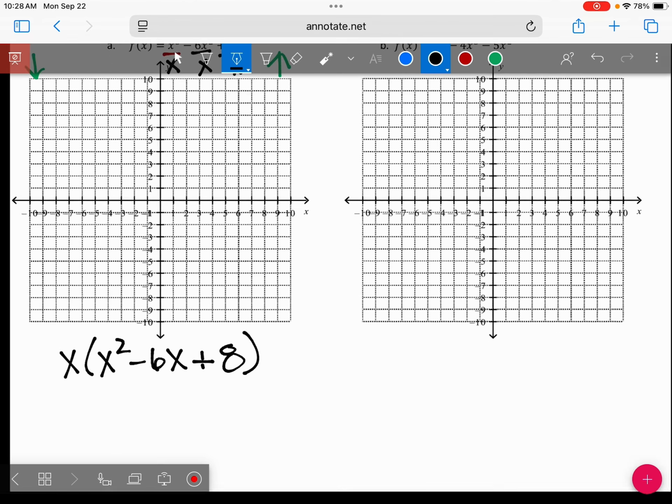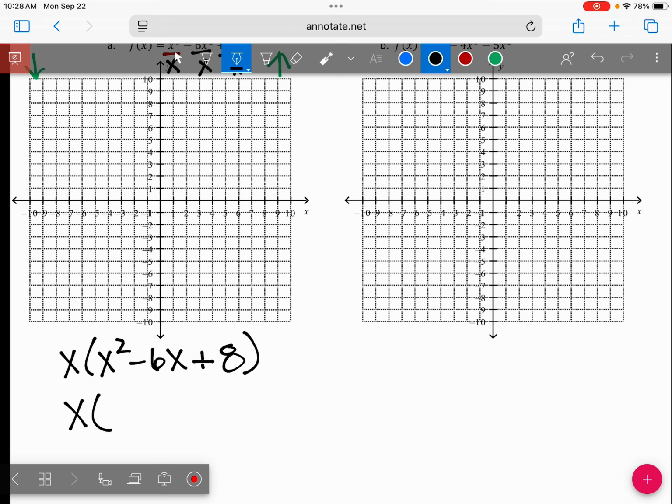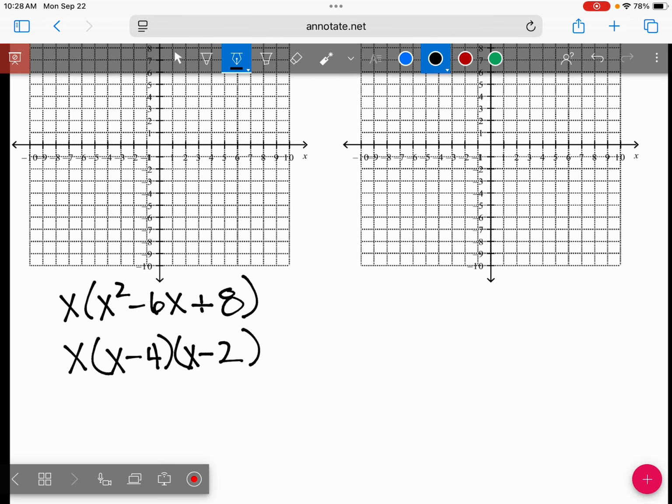And then I'm going to factor that down further. I need two numbers that multiply to 8 and add to negative 6. So that would be negative 4 and negative 2. So x minus 4, x minus 2. So my 3 zeros would be at (0, 0), (4, 0), and (2, 0).